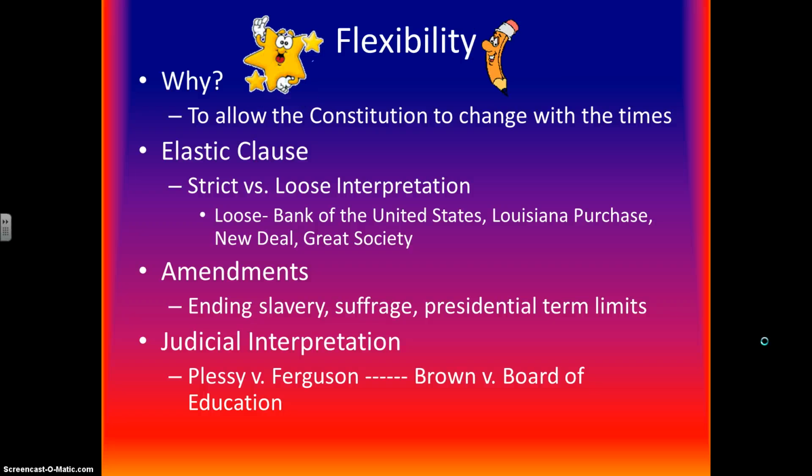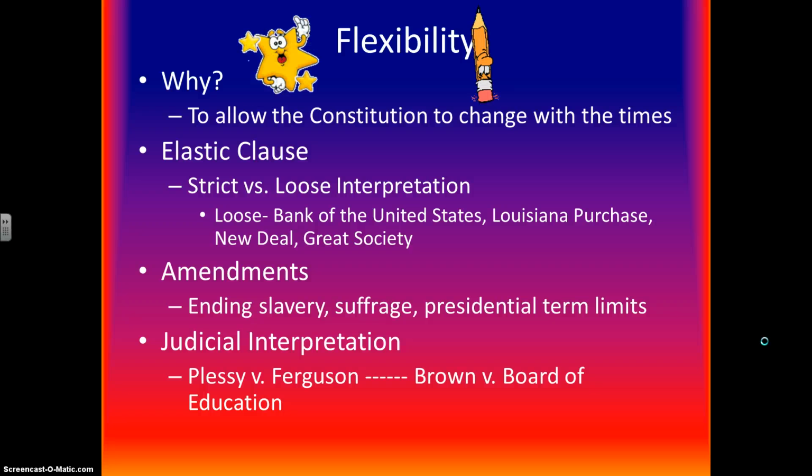The first is the elastic clause. I think we've mentioned it previously, but let's mention it again. The elastic clause is also known as implied powers. It's also known as the necessary and proper clause. You get strict and loose interpretation. So we talk a lot about the loose interpretation in terms of history because that's where it really is changing. And so great examples that I've seen definitely in the multiple choice are the Bank of the United States and the Louisiana Purchase, but great for essays are the New Deal and the Great Society.